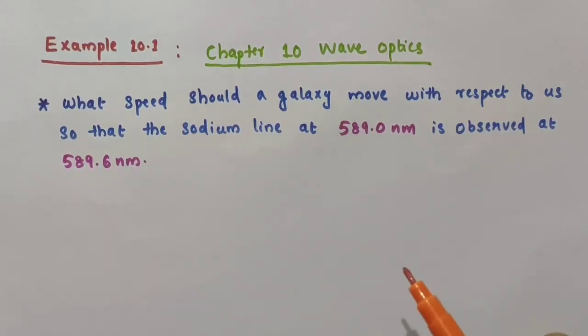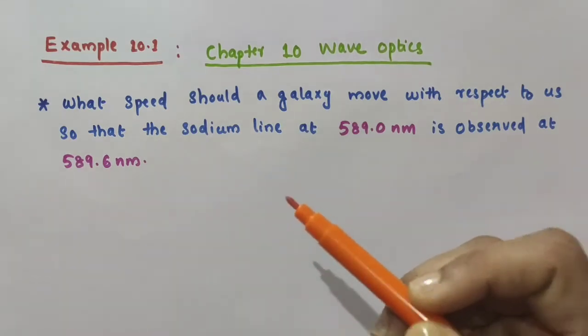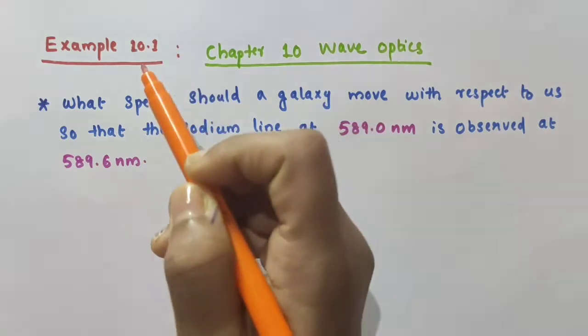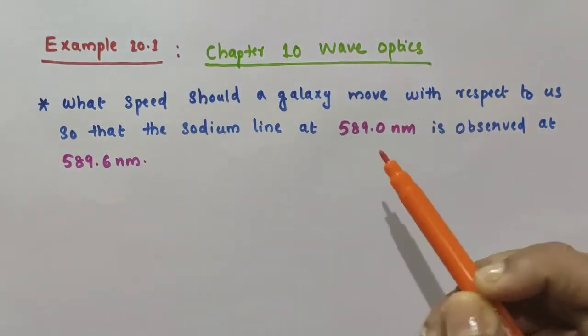Hello everyone. In this video, we will try to solve a numerical problem in physics which is related with the concept of Doppler effect, and this is example 10.1 from chapter 10, wave optics, of class 12 physics. Let me read out the question.